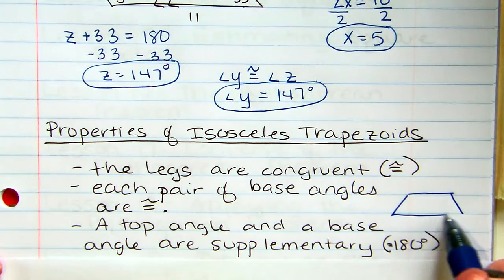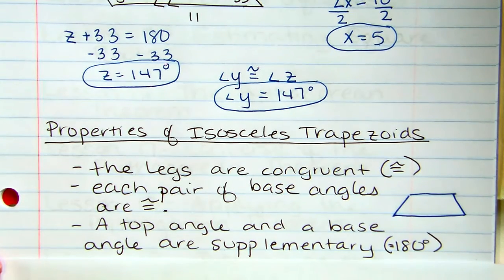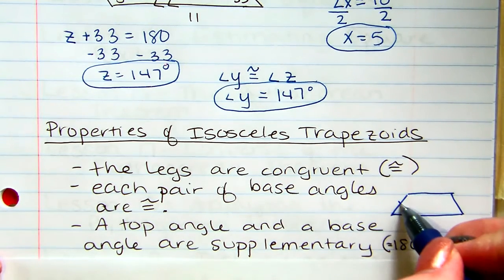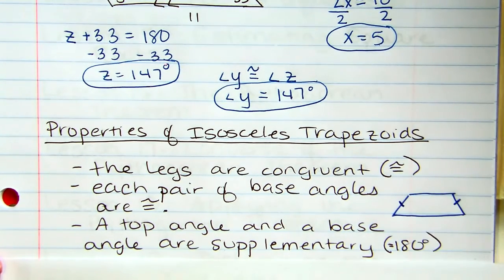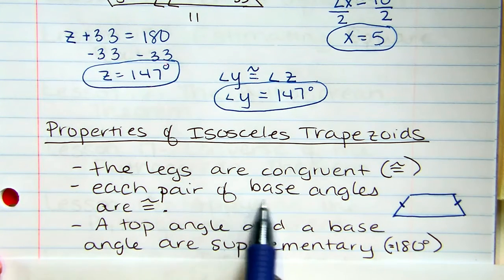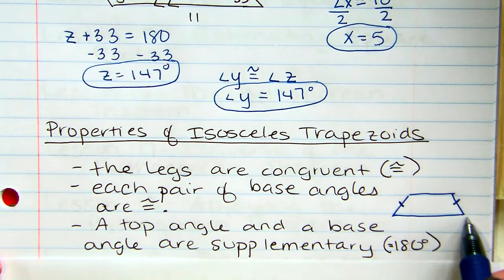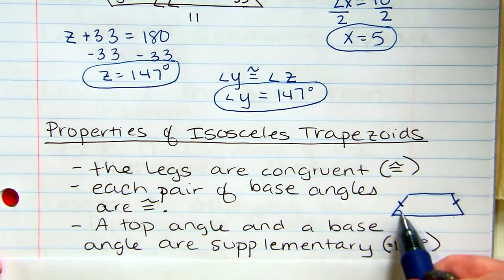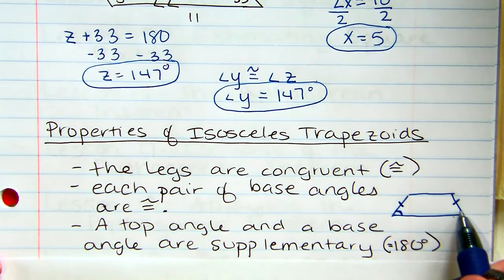Okay. My legs are congruent. So this is my leg, and that is my leg. Those are congruent. Next, each pair of base angles are congruent. When we talk about the base, we talk about the bottom of a figure. So that means that this angle here is congruent to this angle here.